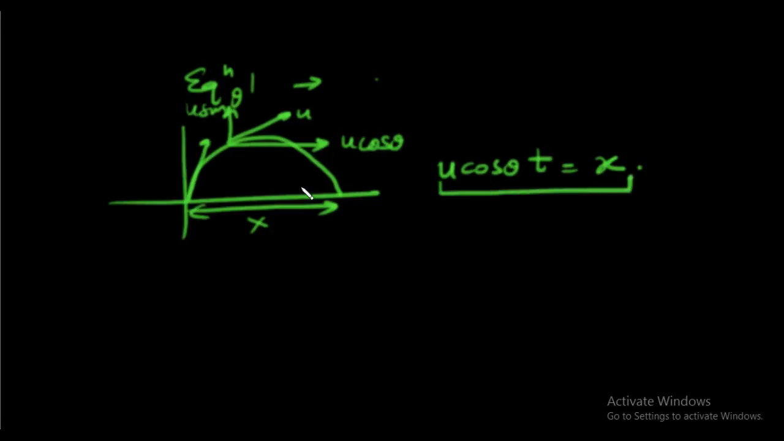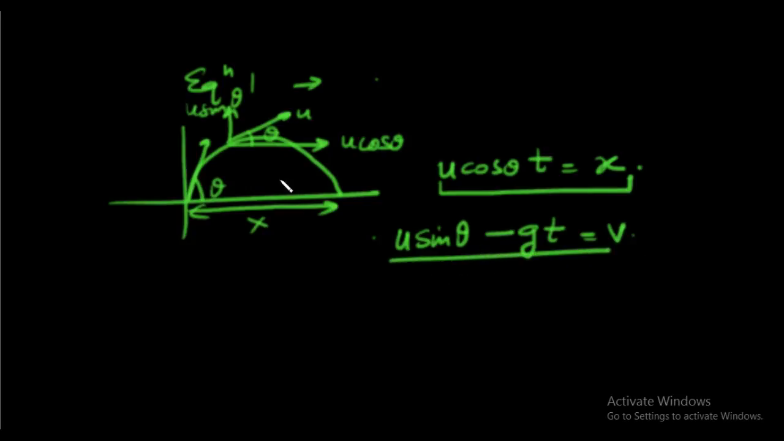Since u cos theta is always in the same direction, if you have noticed, and u sin theta will always be in the same direction, upwards. Only the direction of the net vector will change. So this is along x, and now along y it would be u sin theta minus g times t would be equal to v. This is because there is an acceleration due to gravity along the vertical direction, which is decelerating the object and forcing the object to go down. That's why it is taking a curve.